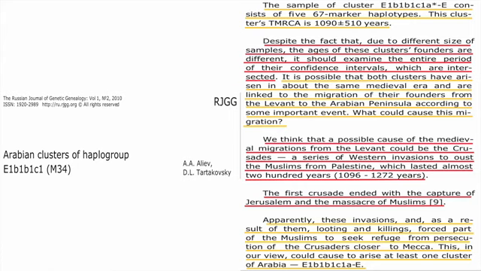What could have caused this migration? We think that a possible cause of the medieval migrations from the Levant could be the Crusades, a series of Western invasions to oust the Muslims from Palestine, which lasted almost 200 years, 1096 through 1272. The First Crusade ended with the capture of Jerusalem and the massacre of Muslims. Apparently, these invasions, and as a result of them, looting and killing, forced part of the Muslims to seek refuge from persecution of the Crusaders closer to Mecca. This, in our view, could cause to arise at least one cluster of Arabia, E1B1C1A-E.